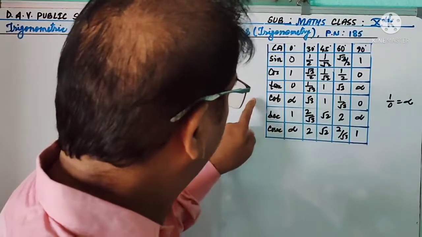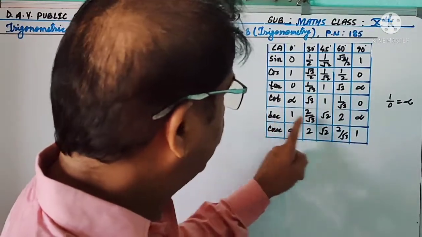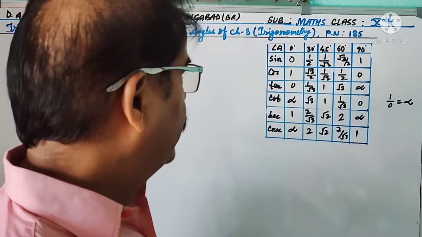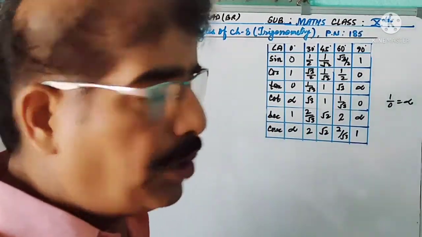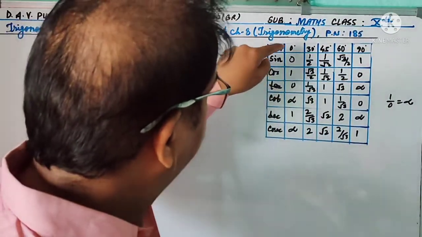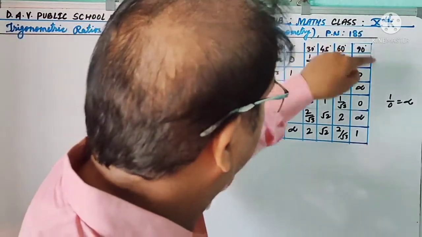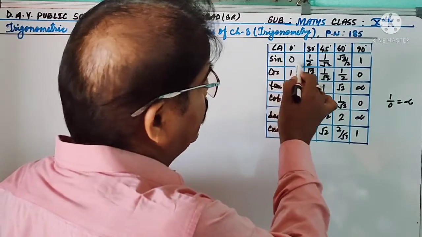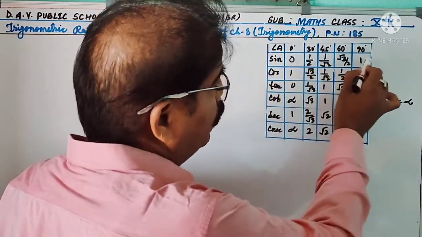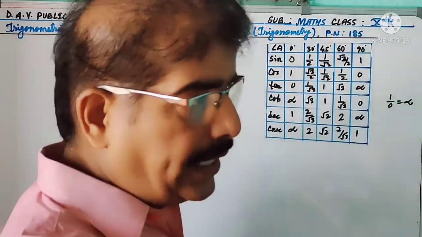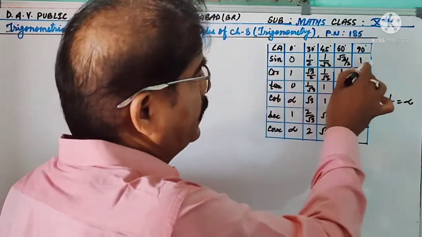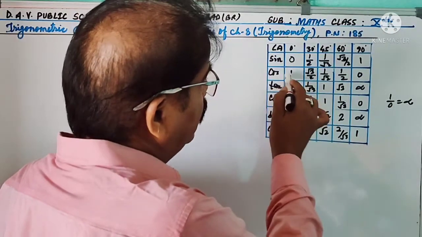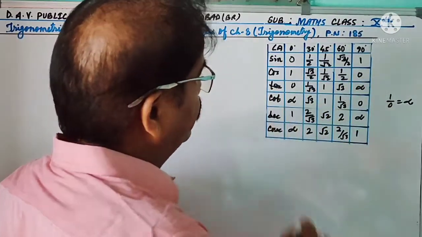This is all the T ratios: sin 0 degree to 90 degree, cos 0 to 90 degree, tan 0 to 90 degree, cot 0 to 90 degree, sec 0 degree to 90 degree, and cosec 0 degree to 90 degree. Dear friends, we observe that for sin, if the angle is increased, that means 0 to 90, the value of sin goes from 0 to 1. That means if the angle is increased, the value of sin is increased. If the angle is increased in cos, the value is decreased.